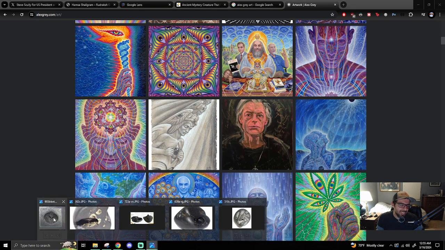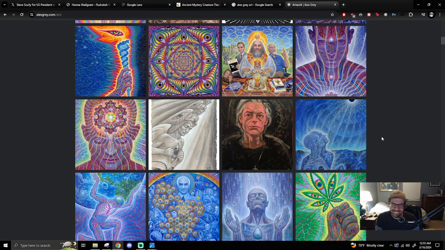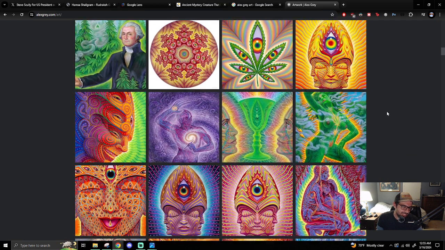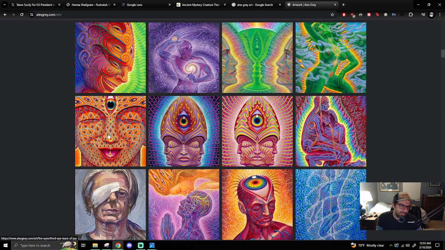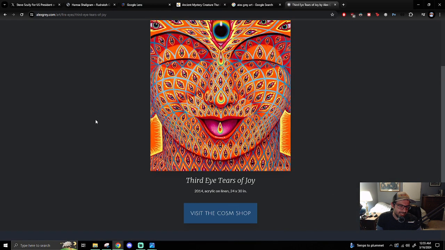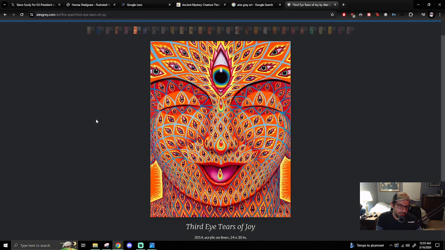It does have a masculine, feminine type thing to it. It kind of made me think, well, maybe this thing is like an elongated thing, and then maybe this like focal point. Oh my god. I like this Buddha looking thing. Third eye, tears of joy. So cool.